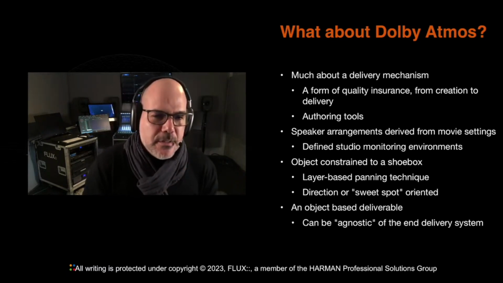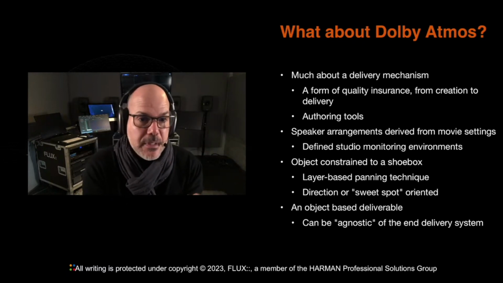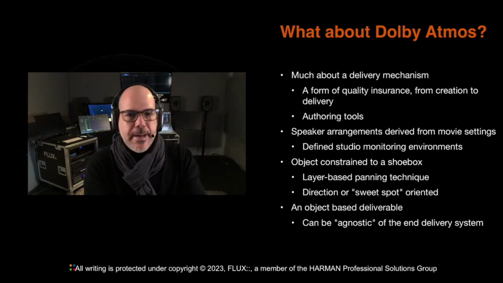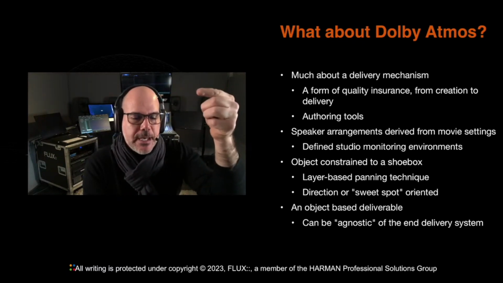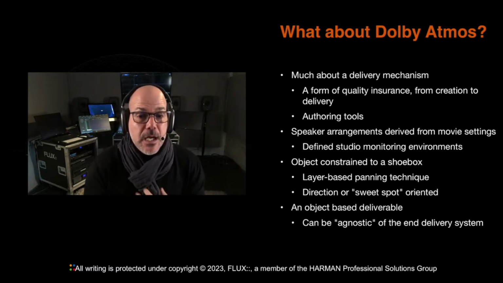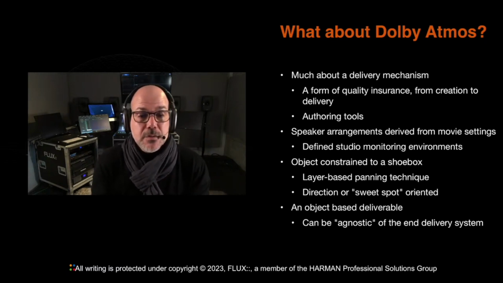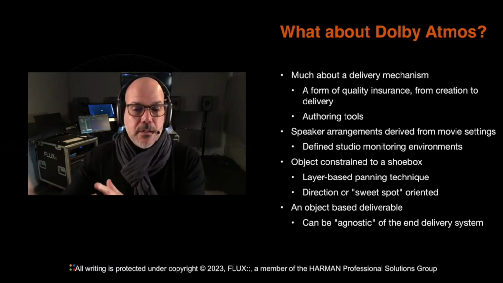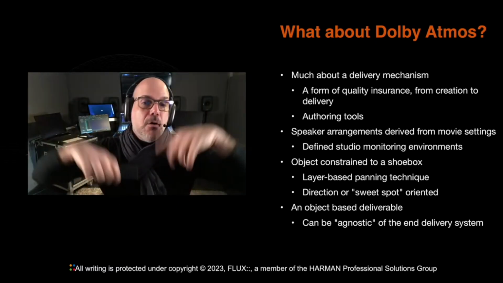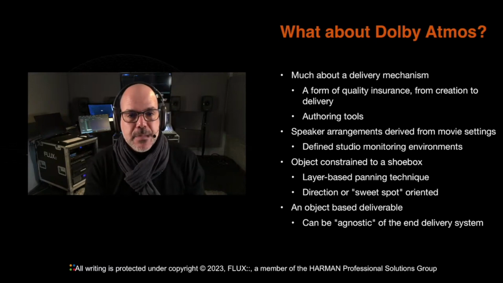An object deliverable, to wrap up on this, has the beauty of being, or can be, agnostic to the end delivery system. That's the whole power. So I'm back to talking about a delivery mechanism. The whole reason we all care about this object-based deliverable is because it's agnostic. It's objects, it's metadata, which we'll talk about in 2 seconds, to a delivery system. And a delivery system may be this, maybe that, or maybe a bigger system for a larger audience.